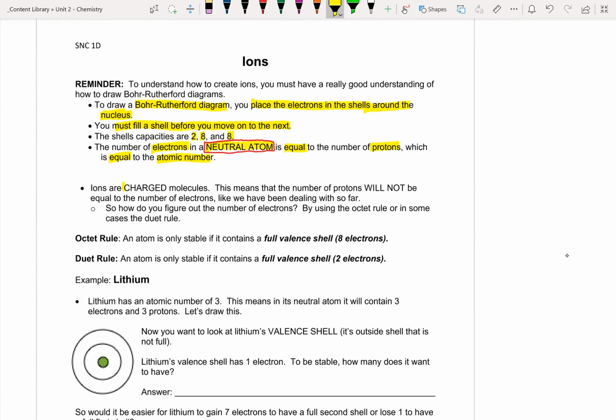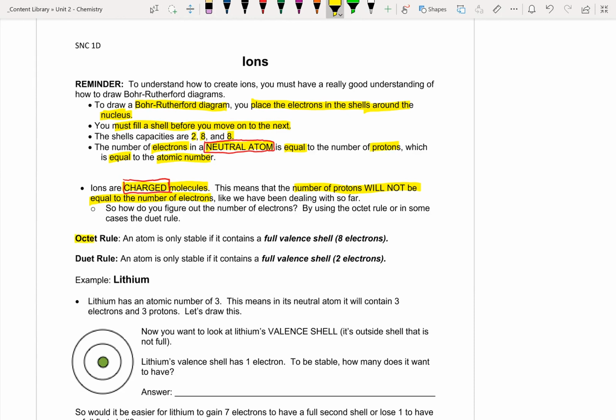Ions are considered charged molecules or charged atoms, and this means that the number of protons will not be equal to the number of electrons. So for a charged molecule, the number of electrons do not equal the number of protons. So how do we figure out what number of electrons our ions have? Well, we have to use either our octet rule or in some cases our duet rule.